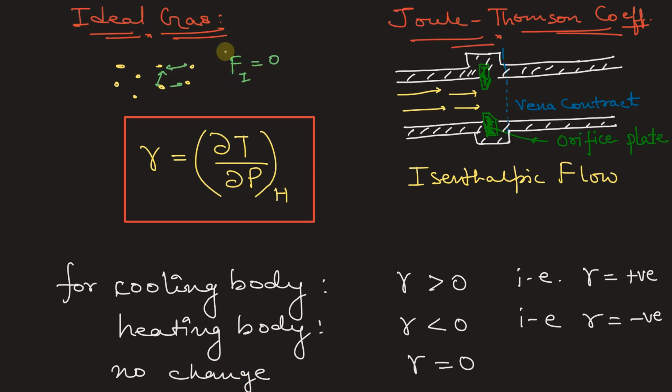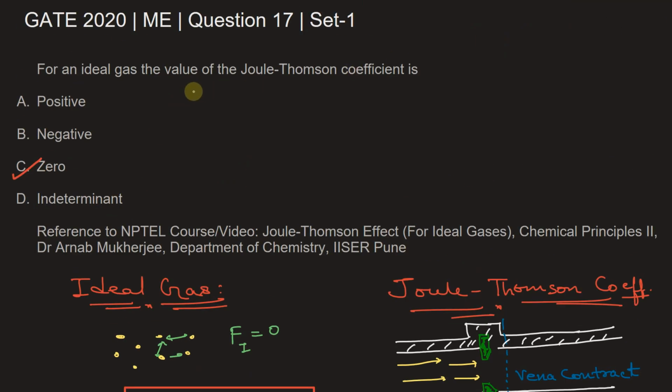Since there is no force of interaction, there is no change in temperature because the collisions are perfectly elastic collisions. And since the collision is elastic, there is no loss of kinetic energy. So there is no change in temperature. And so we can say that the value of the Joule-Thomson coefficient for an ideal gas is 0.